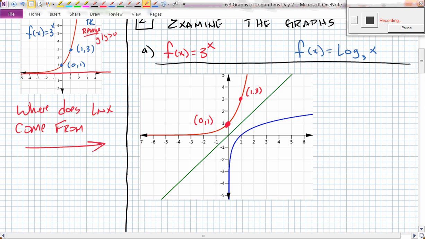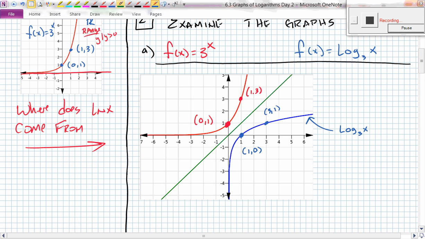So if I were to rearrange my ordered pair 0, 1, what point would I get if I switched x and y? I get 1, 0. And do you notice that point is over here? 1, 0. And then if I were to rearrange these points, 1, 3, I'd have 3, 1, which is this point over here. Exactly. So all of this, right, log base 3 of x is just the inverse to 3 to the x. So again, a logarithm is nothing more than an inverse function to an exponential function.